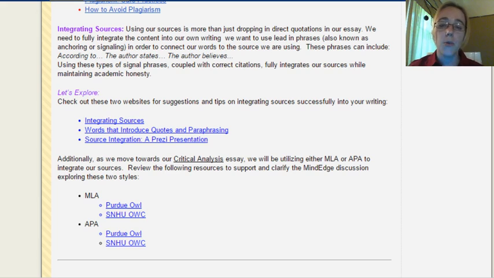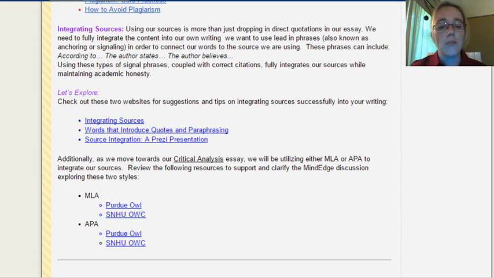And under Let's Explore, there's a bunch of websites. There's actually 3 websites, that's not a bunch, that support this idea. We've got 2 websites that talk about suggestions and tips on integrating sources, and then we have an additional website that just lists signaling phrases that you can integrate into your work.